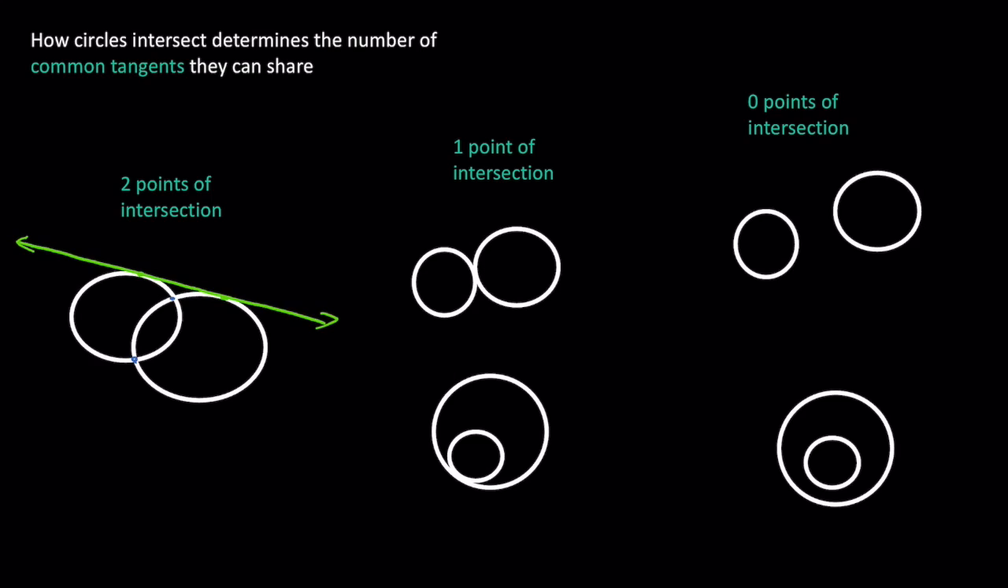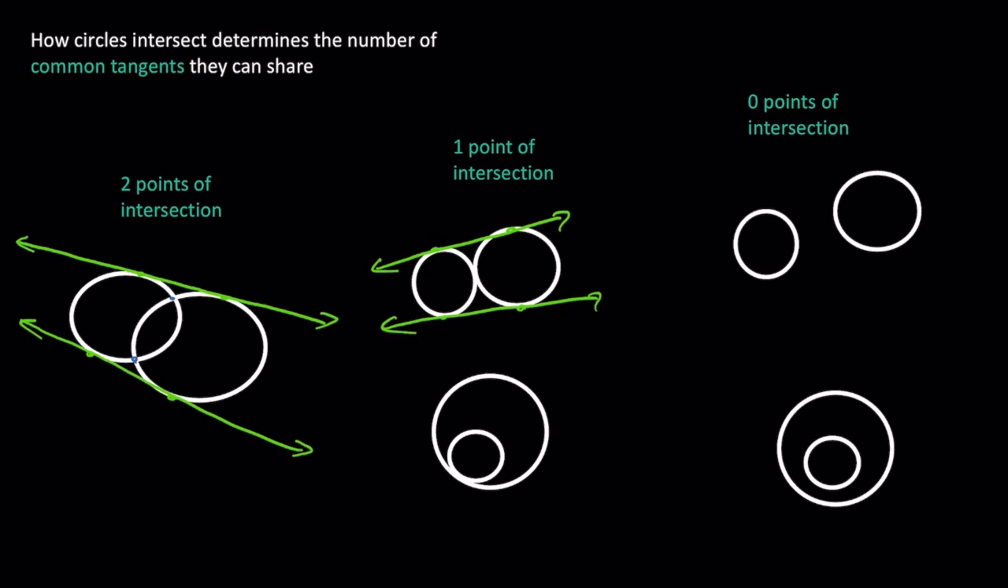And you can probably already see the other option would be on this side. And you could draw a line that just grazed through those. So you could draw two common tangents there. Now moving on to 1 point of intersection. This is a little interesting because you can see right away, just like the last example, we could have this common tangent line and we could have this common tangent line.